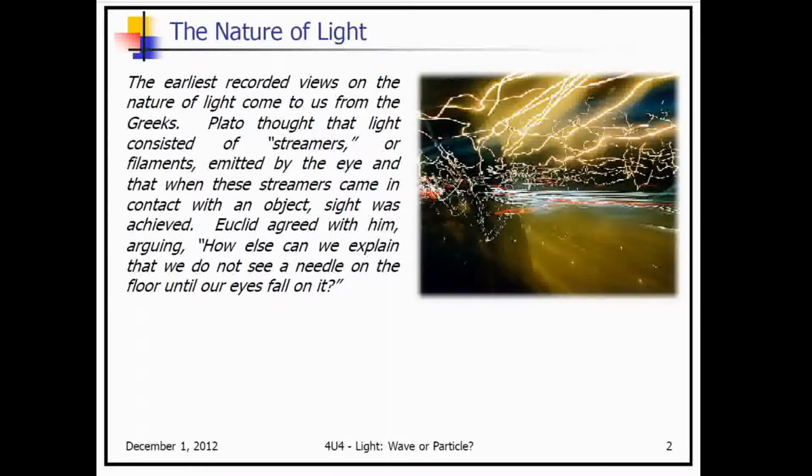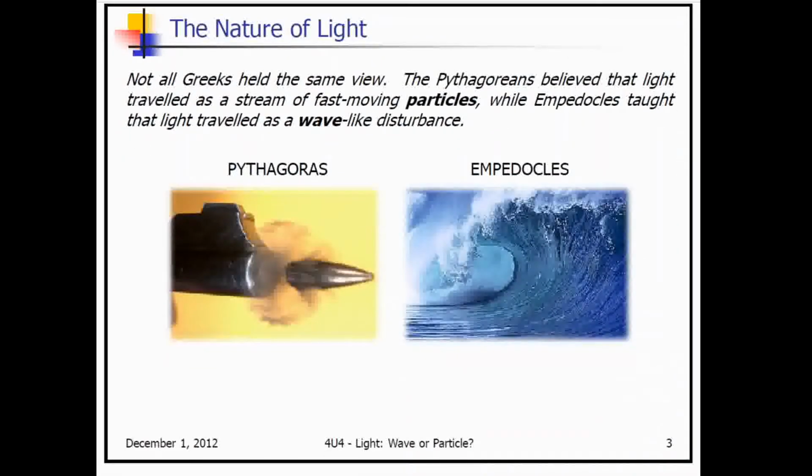Euclid agreed with him, and he argued, he said, how else can we explain that we do not see a needle on the floor until our eyes fall upon it? So if you're not looking at a needle on the floor, you can't know that it's there, but only when you look down at it, that's when you see it. This was kind of the idea, and obviously you can probably think of some mistakes with this theory, but this held for a little bit of time.